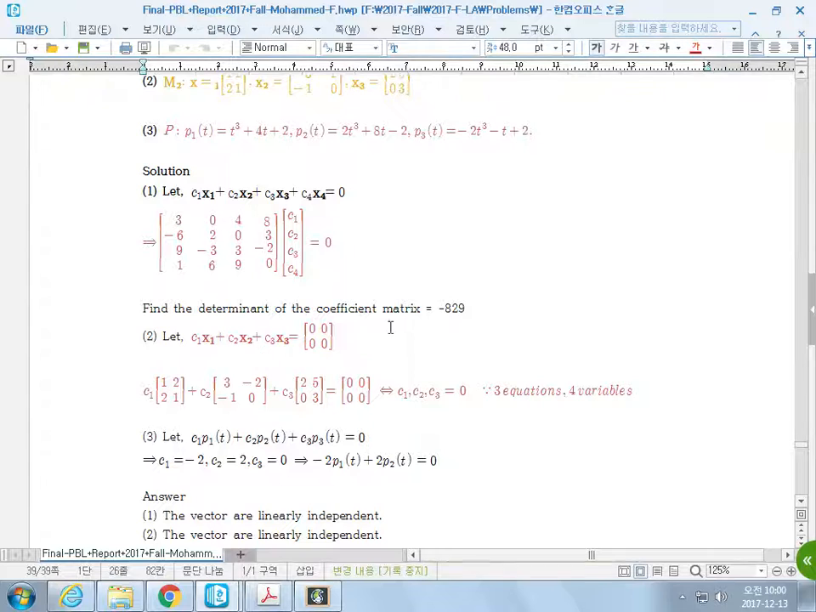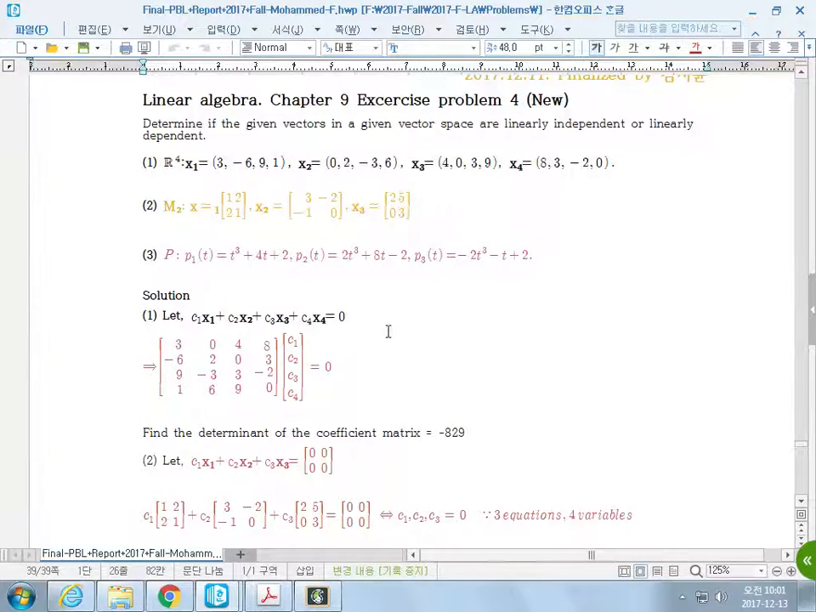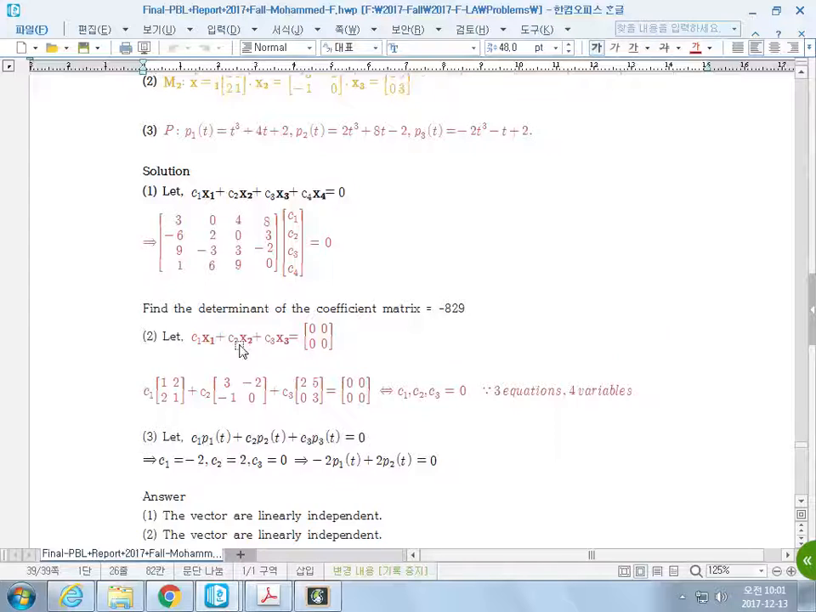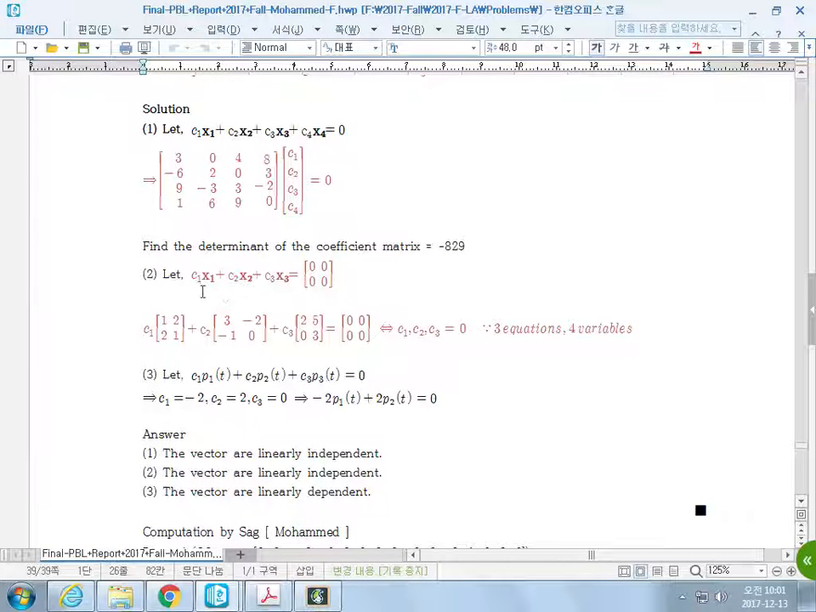So this is linearly independent. The second one, we set C1, C2, C3 as the scalars, which equal 0, and the result was 0. So we have three equations and four variables, so this is also linearly independent.